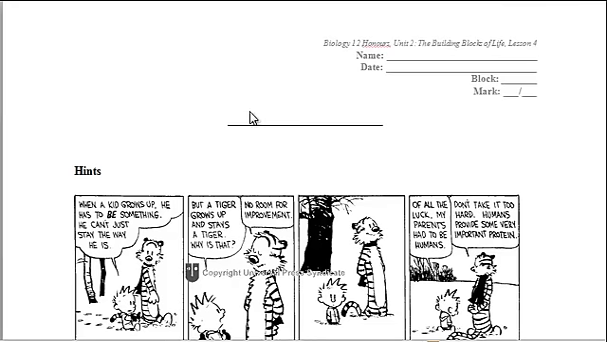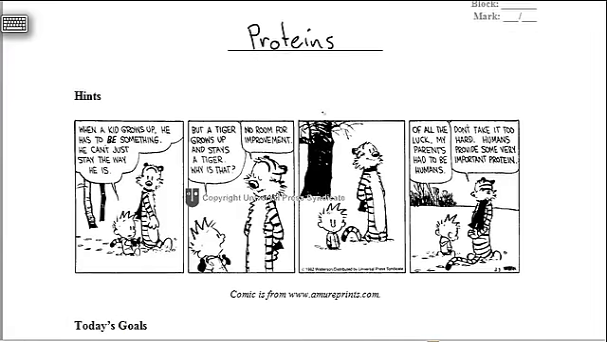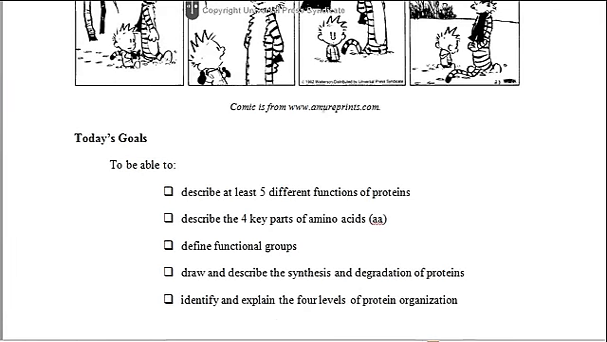Today we're going to be discussing proteins. And by the end of today's lesson, you should be able to describe at least 5 different functions of proteins, describe the 4 key parts of amino acids, which we'll abbreviate AA, define functional groups, be able to draw and describe the synthesis and degradation of proteins, and identify and explain the 4 levels of protein organization.